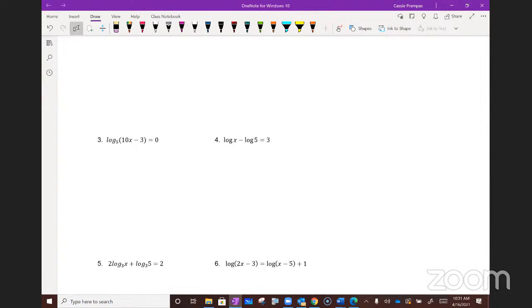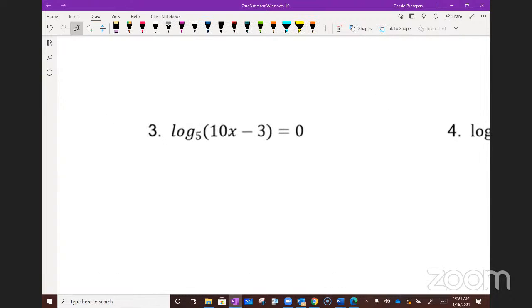Number 3. Number 3, actually, I'm going to ask you to turn to your partner, and this time, the person with the darkest hair in the group, you start it. Okay.